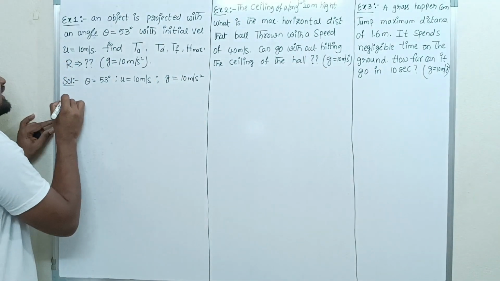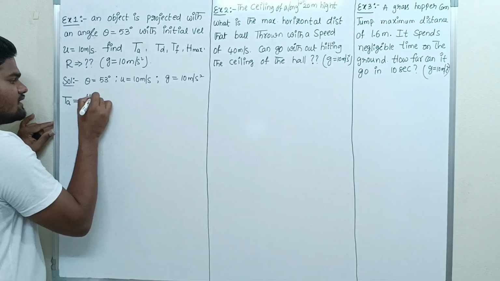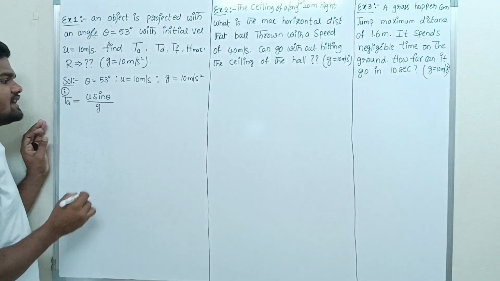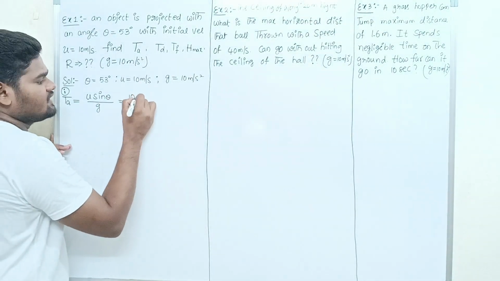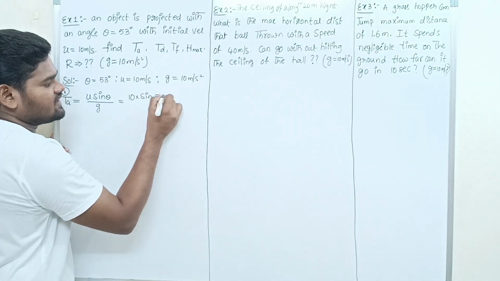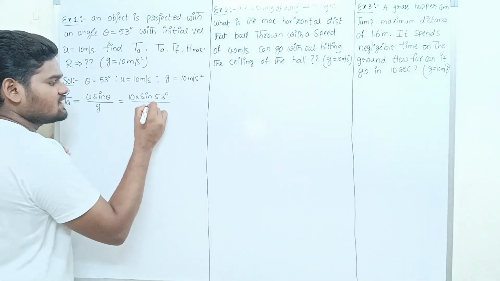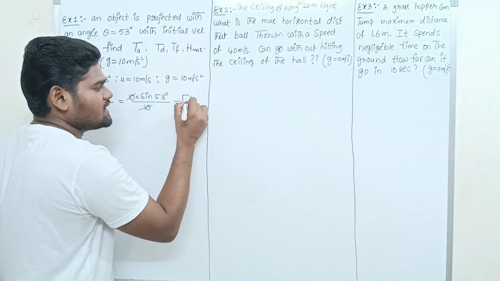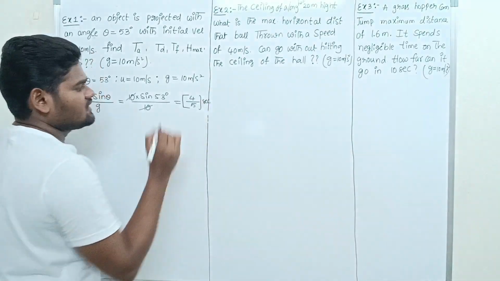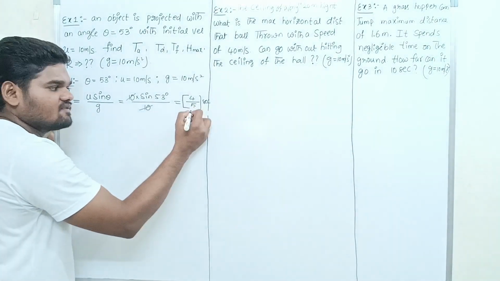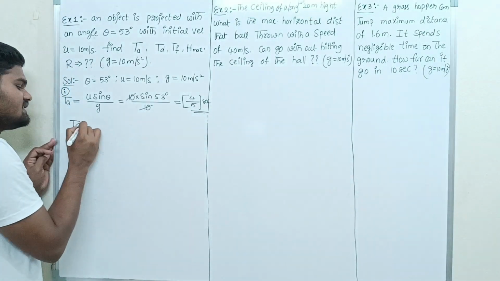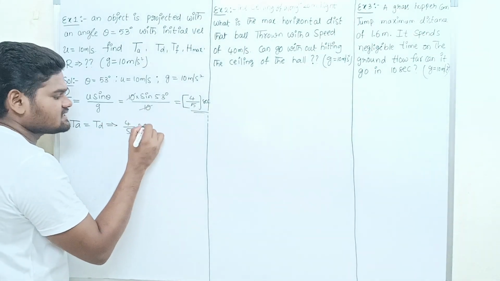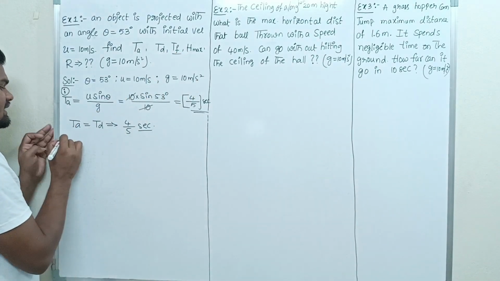So what we have to find: time of ascent. What is time of ascent? u sin theta by g. What is the value of u? 10 into sin 53 degrees divided by g value, which is 10. So 10 and 10 get cancelled out. The value of sin 53 is how much? 4 by 5 seconds. So time of ascent we got 4 by 5 seconds, and as we know, time of ascent is equal to time of descent, so that is also 4 by 5 seconds. Okay, next what we have to find: time of flight.